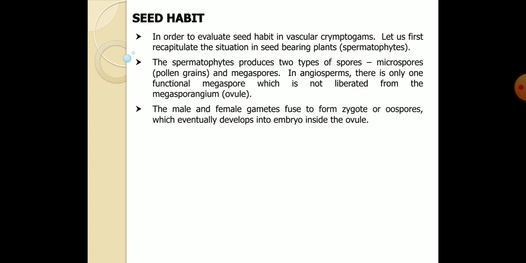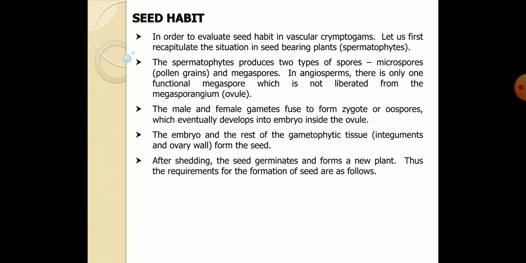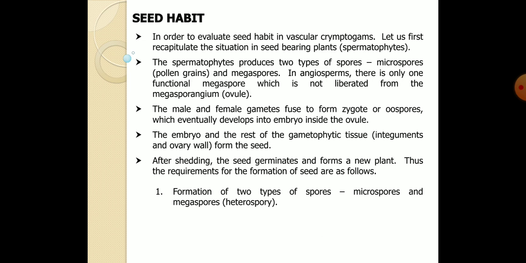Once the spore forms, how will the seed actually develop? In order to evaluate the seed habit, first you have to study the situation of the seed-bearing plants, that is, the spermatophytes. They have two types of spores, micro and megaspores. Usually microspores are the smaller grains and megaspores are in the ovules. The male and female gametes fuse to form a zygote, and that zygote develops and leads to the formation of the embryo inside the ovule. The embryo and the rest of the gametophytic tissue, along with the ovary walls, help in the formation of the seeds.